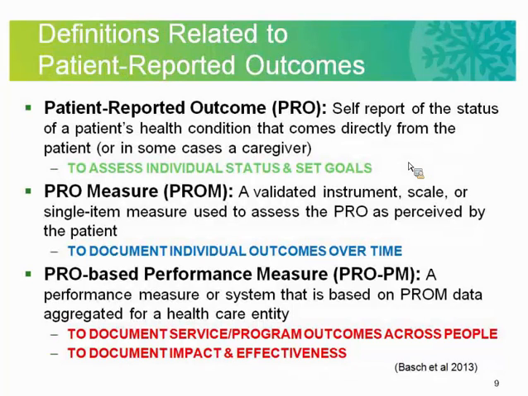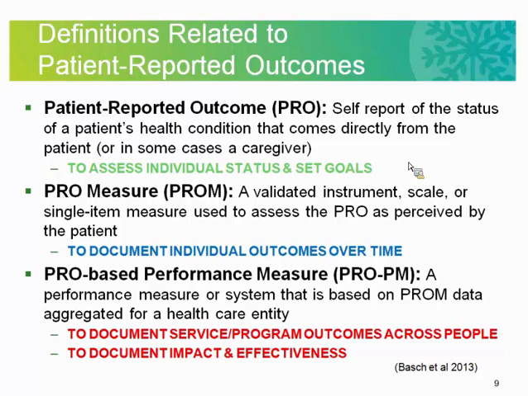So let's start with looking at some of the definitions for what a PRO is defined as. First of all, a PRO, a patient-reported outcome, is basically a self-report of the status of a client's health condition that comes directly from the client. And the reason we would use a PRO is to be able to assess an individual's status at a certain point in time and to be able to set client-centered goals with them.